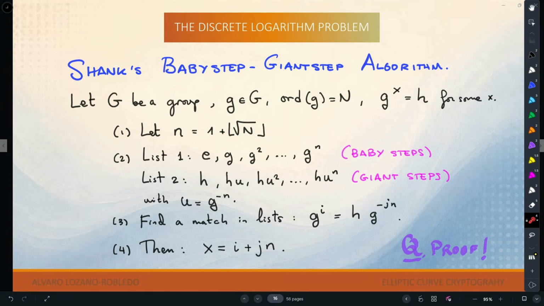But in this algorithm, I'm going to be doing something like the order of 2 times the square root of n operations, or powers of g, which is much less. And then you build 2 lists. You build a list. These are the so-called baby steps. So some powers of g up to little n, where little n is this number again.